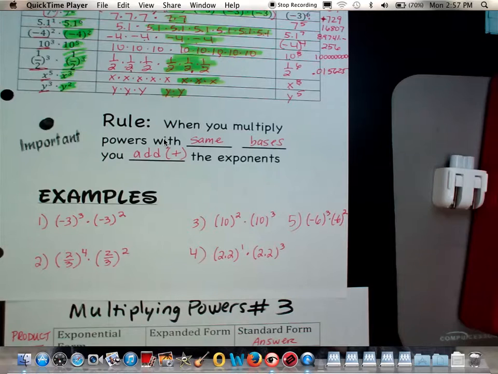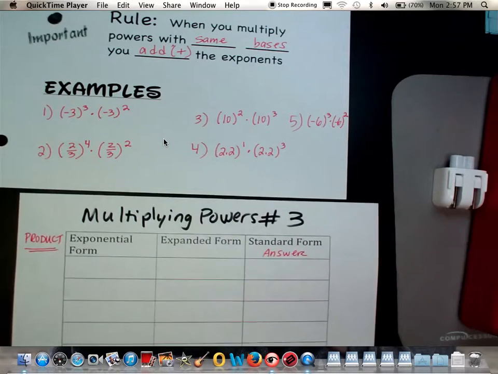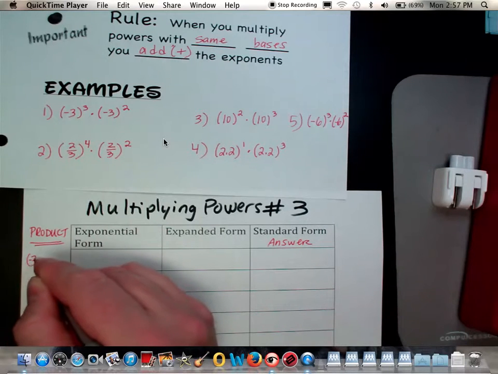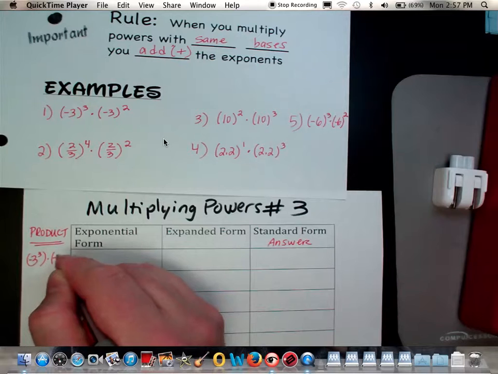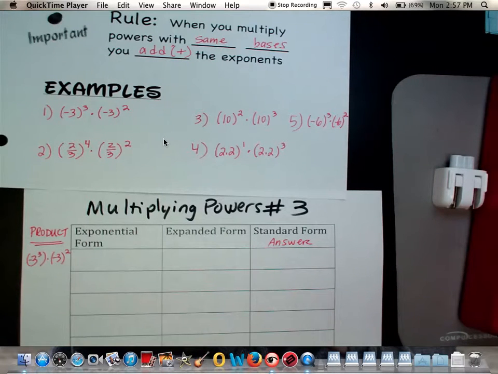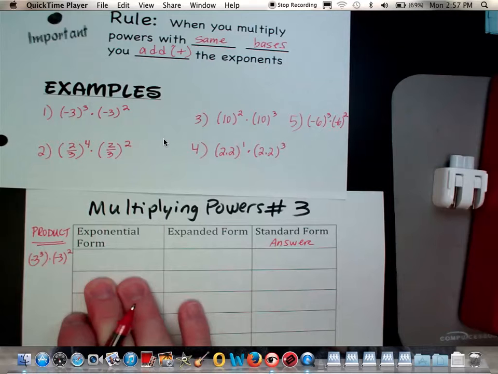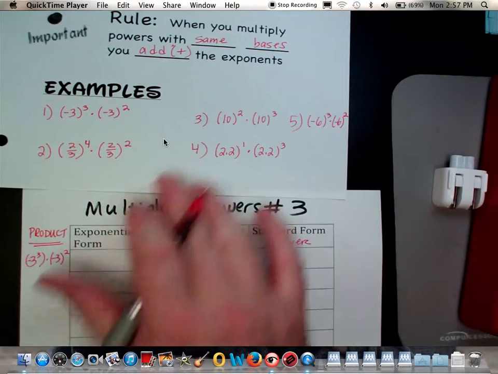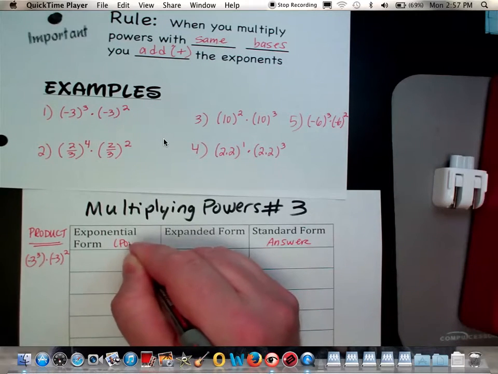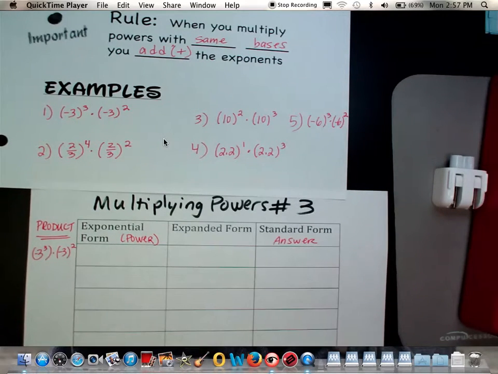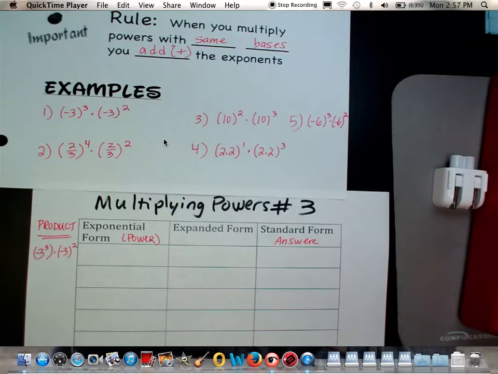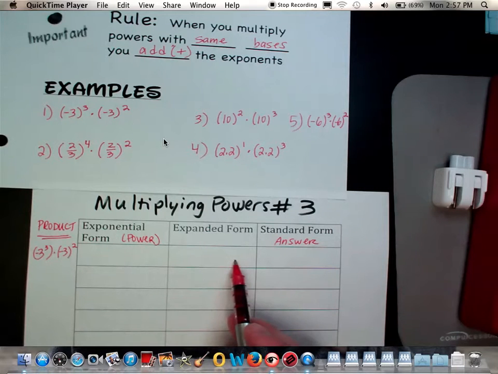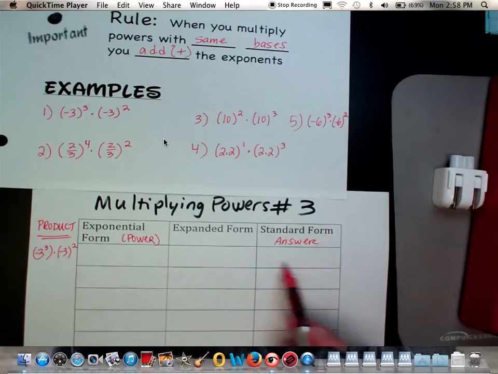Okay? So, those are what you need to write in. And you're going to put those right here. These are your products. So you just write in like number 1, negative 3 to the third power times negative 3 to the second power. Do your work finding what it's going to be in expanded form. What is it going to be in exponential form, which is your power, and then you've got your answer. So number 1, there's my product. I'm going to expand it out, make it into my power form, then find my answer.